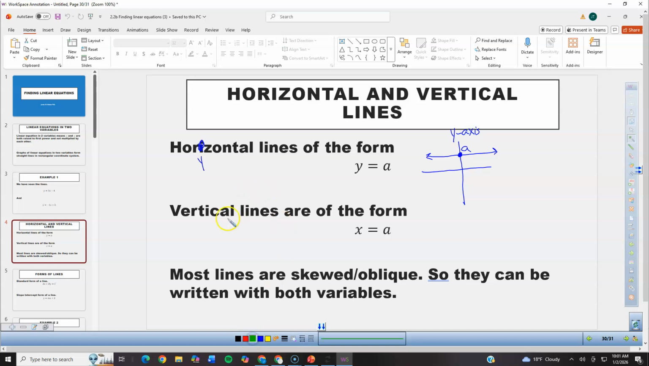Or a vertical line. It's x equals a. Go over to a, and it goes up and down. It crosses the x-axis, but not the y-axis. That helps me remember it. Whatever helps you remember it is the tool you need to use.